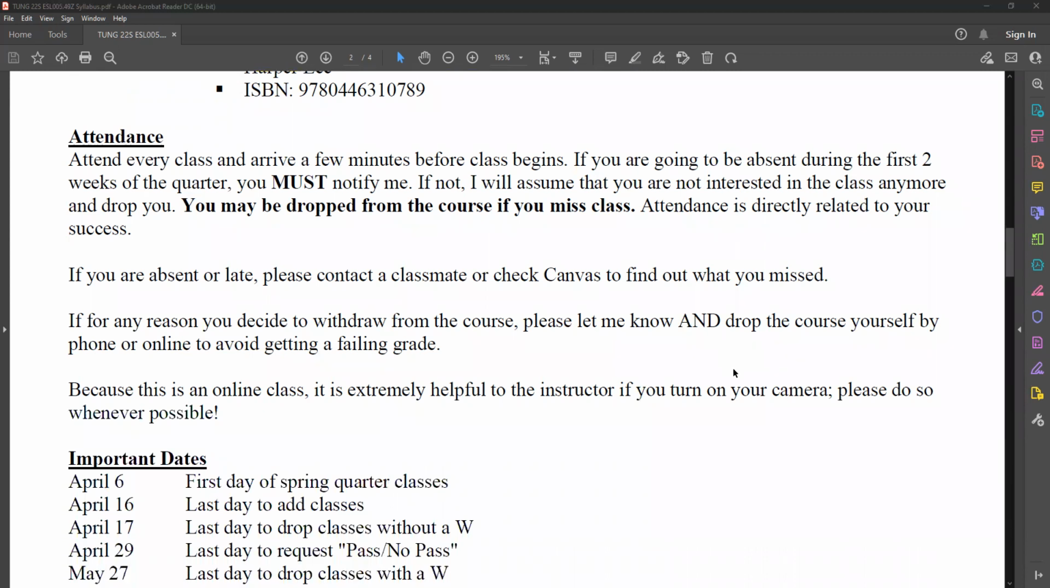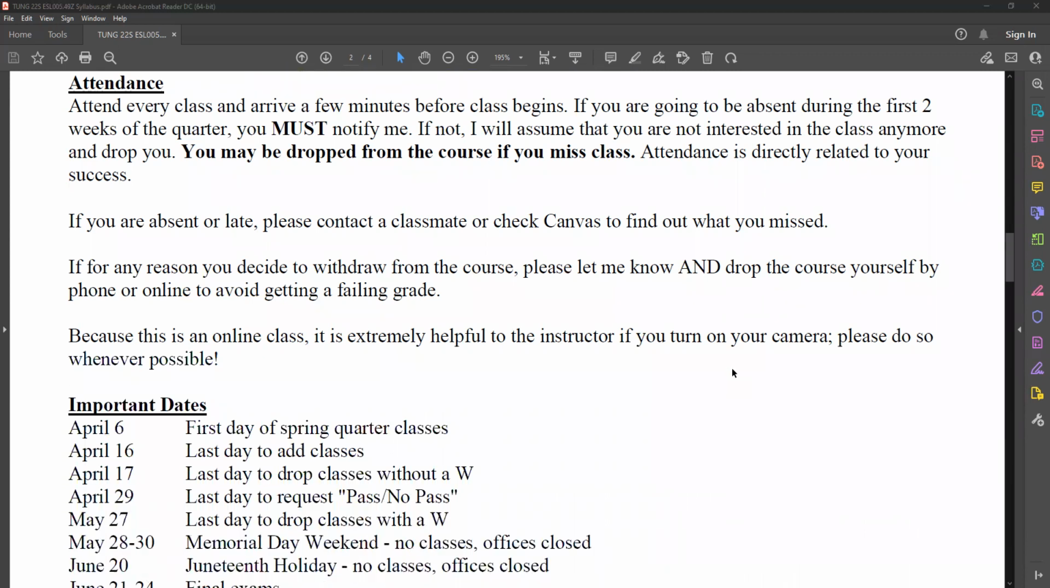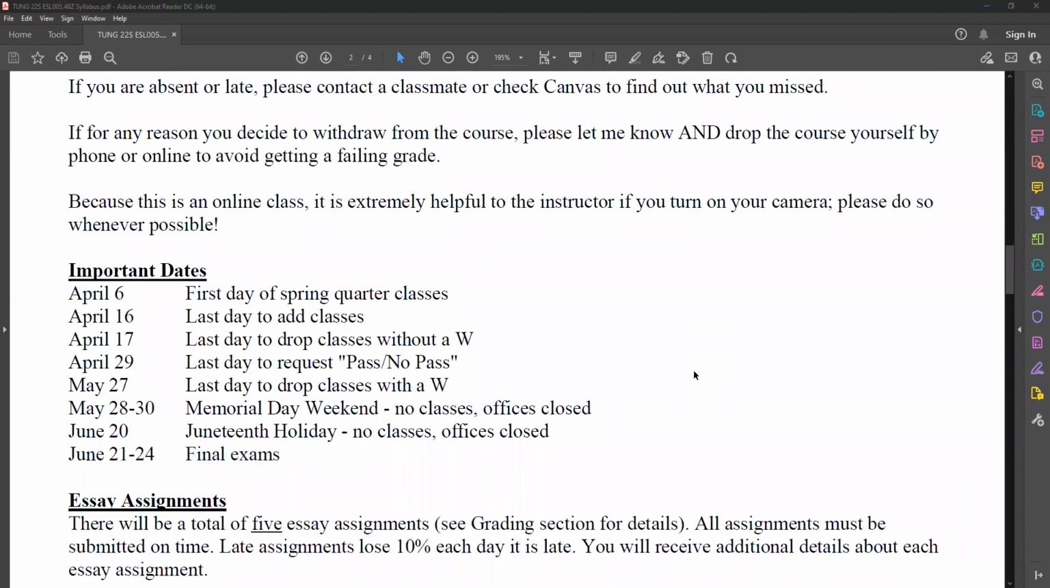Okay, attendance. I think it's a good idea to attend every class, the Monday classes, and arrive a few minutes before class begins. If you're going to be absent during the first 2 weeks of the quarter, you have to let your teachers know. If not, they'll think you're not interested and you may be dropped from the course. Attendance is directly related to your success. I'll be going over a lot of detailed expectations in class. So come to class, pay good attention and listen carefully, and I think you'll do well. If you're absent or late, you can think about contacting a classmate. On Monday, we'll have some time to exchange contact information, and also check Canvas to see what you've missed.